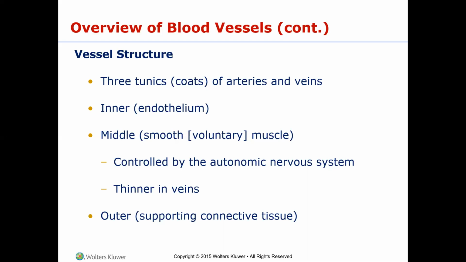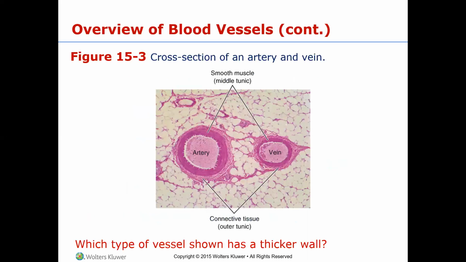So I went through this vessel structure a few minutes ago, so I'm going to skip over this. But if you look at the cross section between the artery and the vein, you clearly can see that the artery is much thicker, and that the middle tunic of smooth muscle is thicker in the artery as compared to the vein.